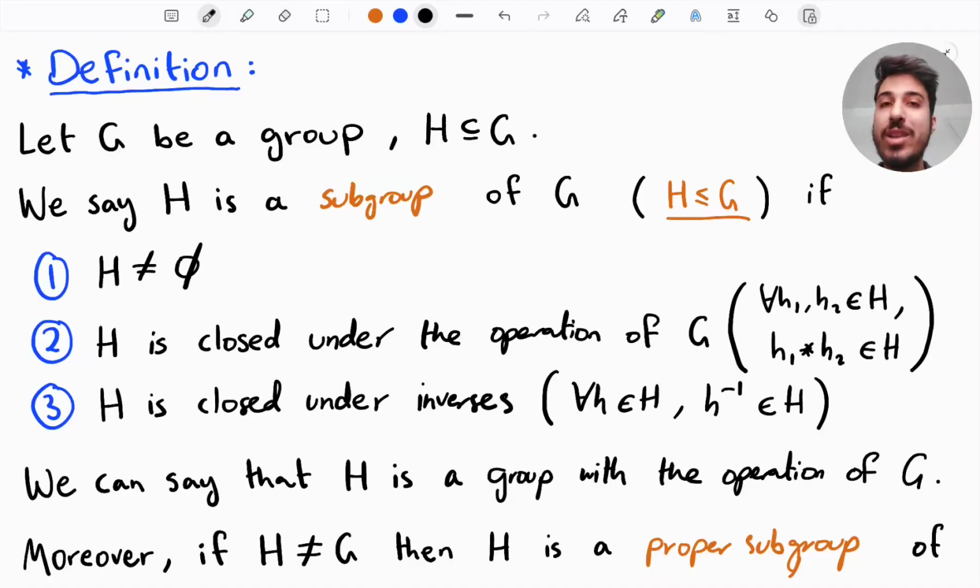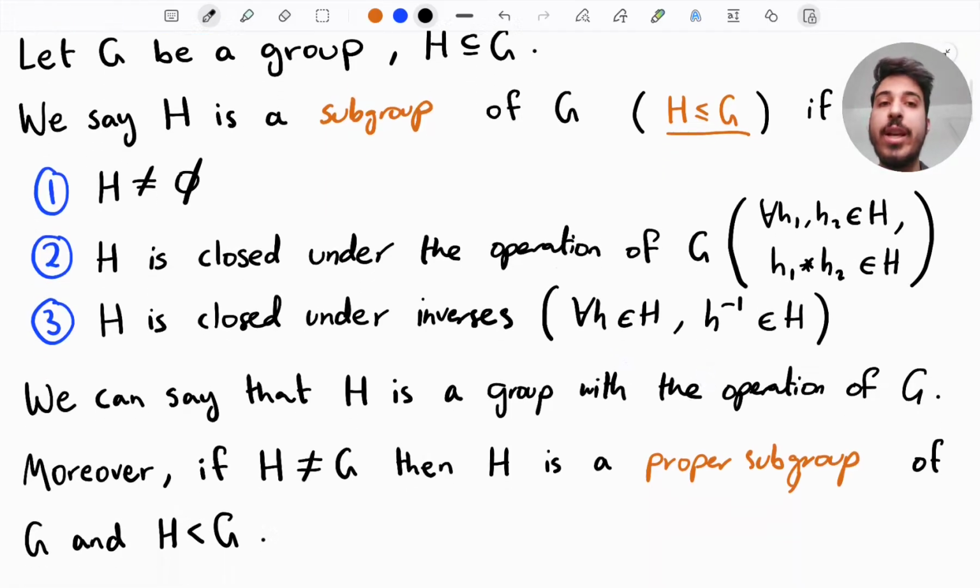Moreover, if H is not equal to G, we call H a proper subgroup because H is strictly contained inside G, as there are elements that are contained in G that are not contained in H. And we call it, in fact, a proper subgroup of G and denote it by H < G.